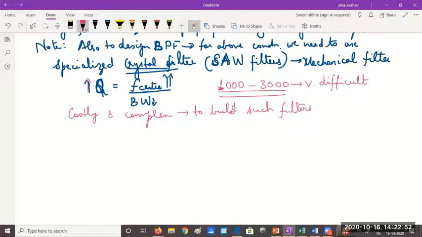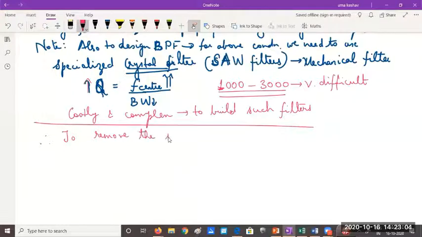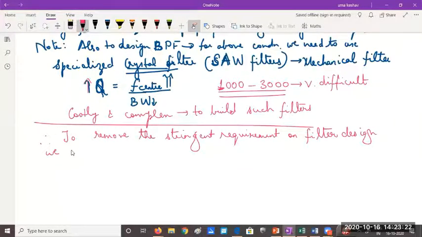Hence, what we do, therefore, to remove the stringent requirement on filter design, we generally use a two-stage frequency discrimination technique, also known as filtering technique.